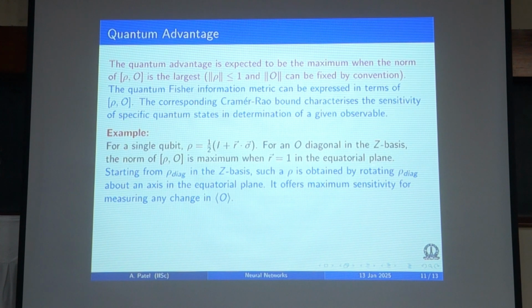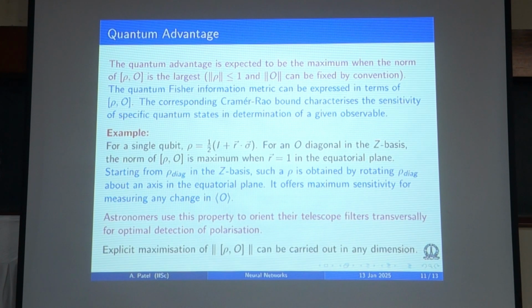And what will it offer? It will give you the best state minimizing this Cramer-Rao bound. And it is best expressed in terms of a sensor problem where you want to observe some particular observable with maximum sensitivity. You construct a probe state rho which is transverse to that particular observable. It's a very simple answer. It's not unknown, rather it has been used quite a lot by astronomers.